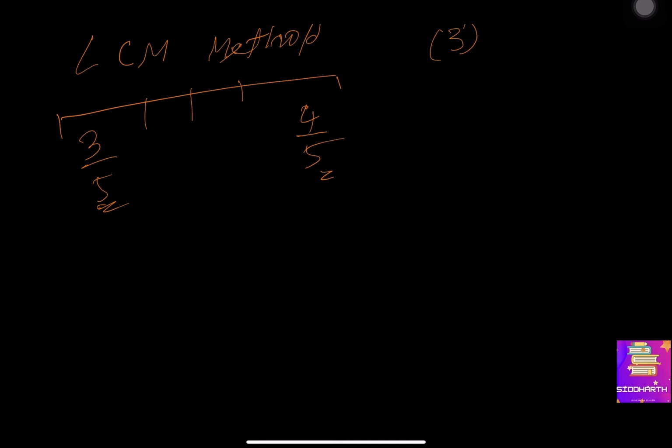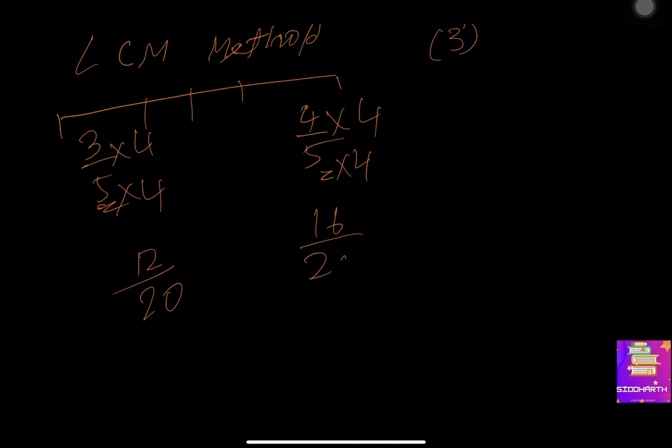So it's like this. 3 by 5, 4 by 5, the denominators are the same in this case. If I ask you to find three numbers between them, just multiply them with 4 for the convenience of finding more numbers between them. 3 4s are 12 by 20, 16 by 20. Now you have many numbers between them, right? 13 by 20, 14 by 20 and 15 by 20. So these are the three numbers between them.